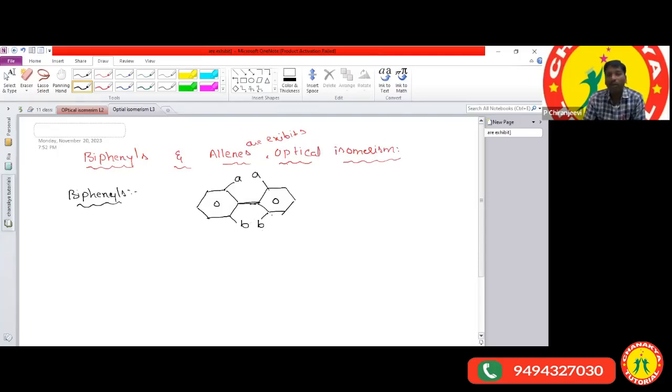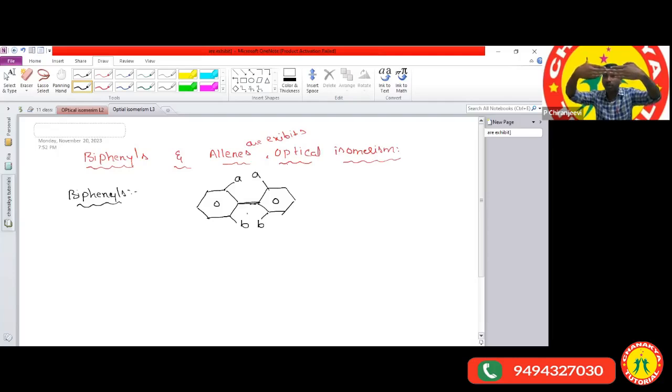Now, but biphenyls, the structural arrangement will be different. Are you able to see me here on video? Here, this is one benzene ring. I'm adding one more benzene ring like this.